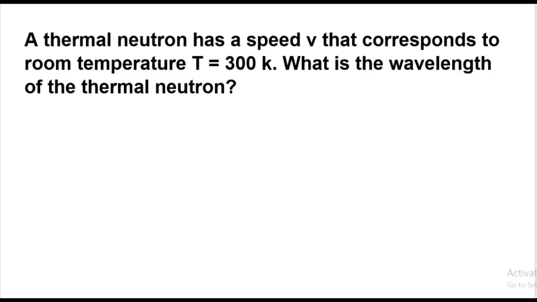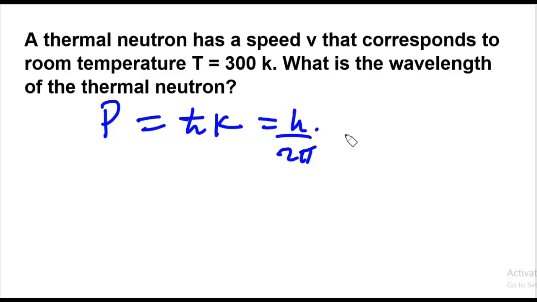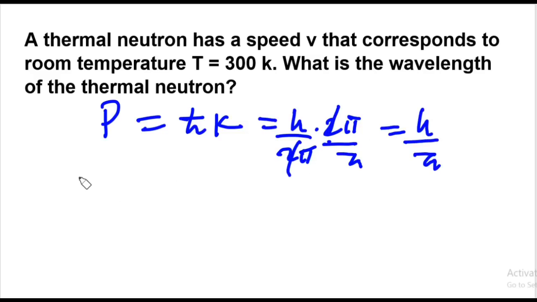So this question is an application of de Broglie's hypothesis. And what did de Broglie propose? He proposed that the momentum is related to the wave vector by p equals ħk, where ħ is h upon 2π and k is the propagation constant. This is 2π upon λ, where λ is the wavelength. So the 2π cancels, and we have h upon λ, so that p equals h upon λ.